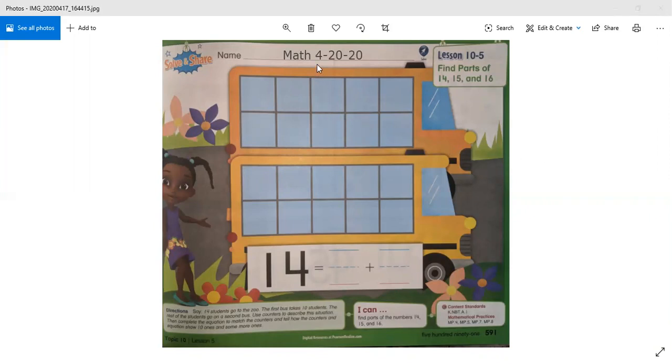Today's date is 4/20/20. So on your paper, you want to put math and then today's date, which is 4-20-20.